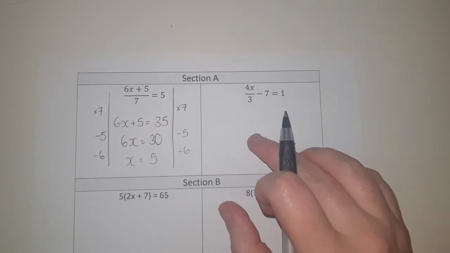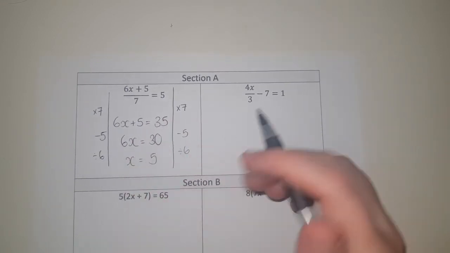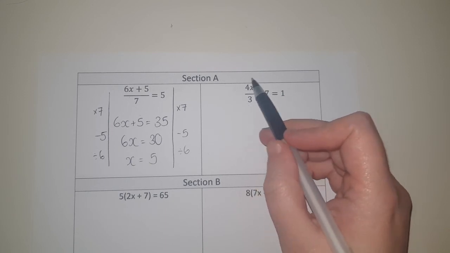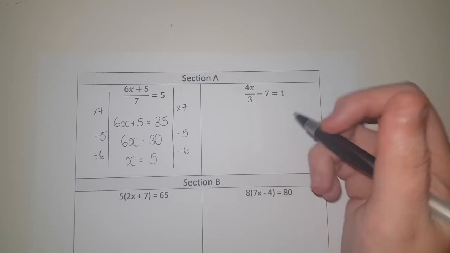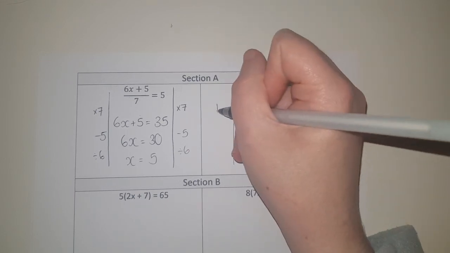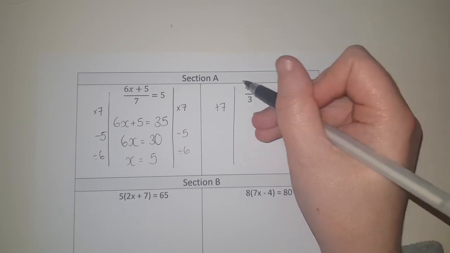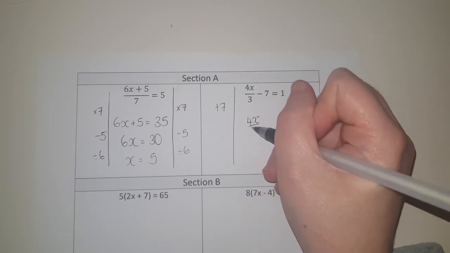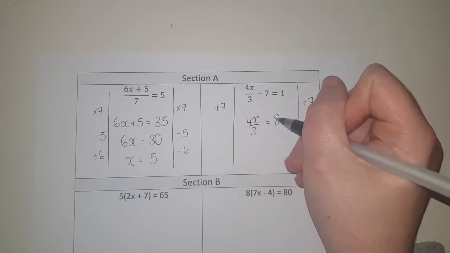Be very careful with this one. Very similar idea, but this time this minus 7 isn't part of the fraction. So before you deal with the fraction, you have to deal with the minus 7. The first thing we're going to do is add 7 to both sides. If I add 7 to this side of the equal sign, it just cancels out the minus 7 and leaves you with the fraction. 1 add 7 is 8.